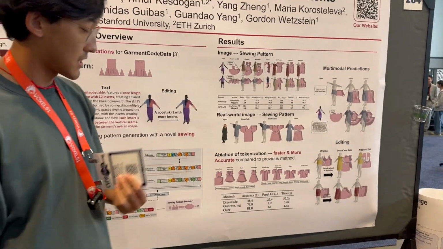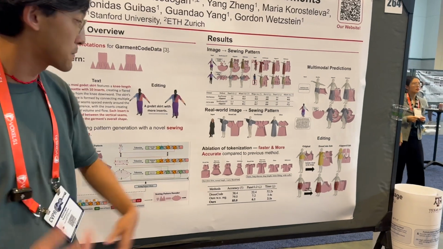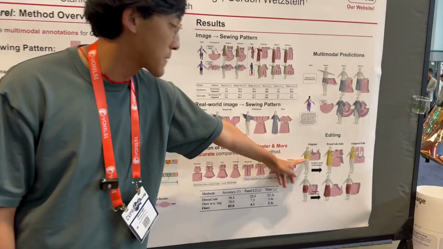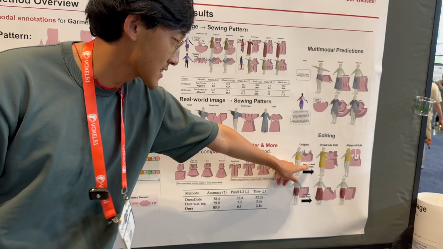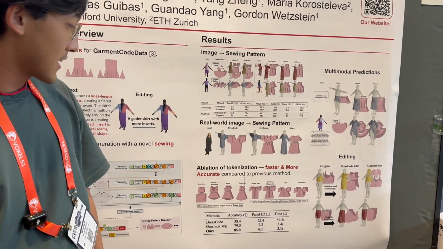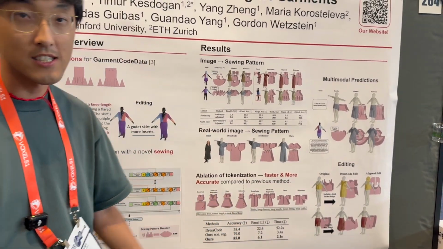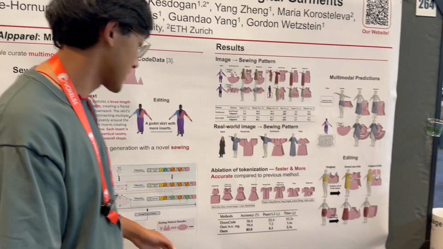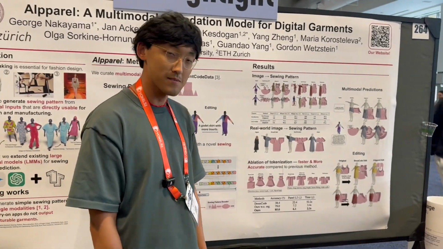We can also do some iterative, interactive editing applications. We can take a sewing pattern into our model together with the text instruction and have an edited sewing pattern output. Also, our model is faster in terms of generation speed because our tokenizer is pretty efficient.